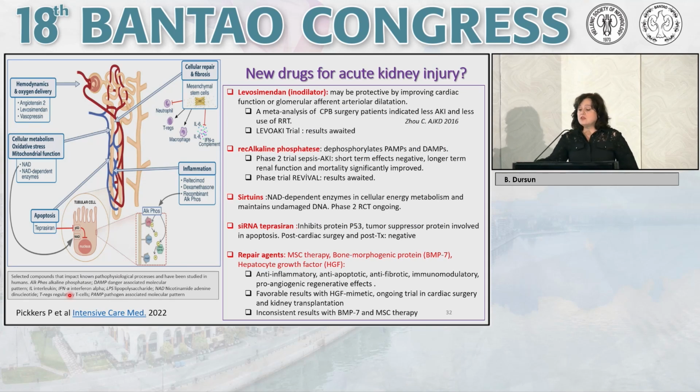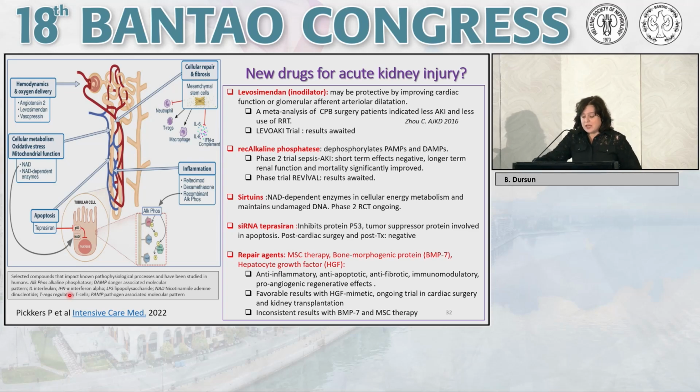As for the new drugs on the horizon, several agents are being tried targeting major pathophysiological aspects of AKI, with some inconsistent results. Recombinant alkaline phosphatase dephosphorylates pumps and dumps, and in a phase 2 trial of sepsis AKI, short-term effects regarding kidney function were negative. However, longer-term renal function and mortality were significantly improved. So some clinical trials are already ongoing, and we need to wait for the results.